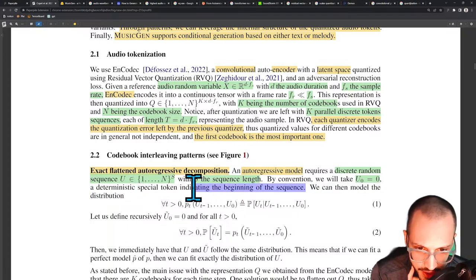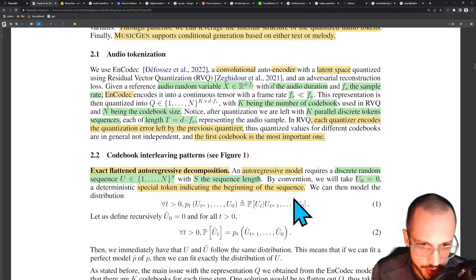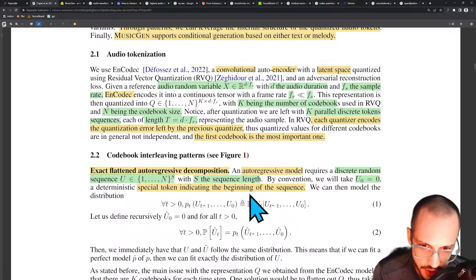Most of these codebooks have special tokens. For example, they have an end of sentence token, a beginning of sentence token, a new line token. There are tokens that represent the actual information, but then there are special tokens that represent things like end of sequence, start of sequence, and so on. We can then model the distribution.